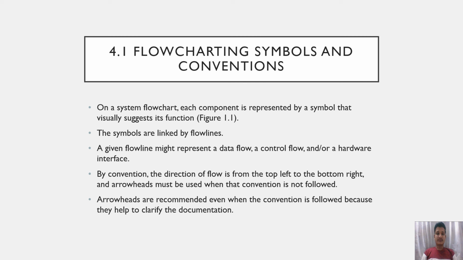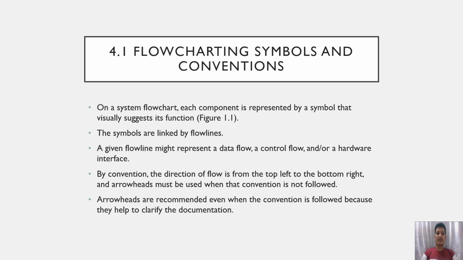Flowcharting symbols and conventions. On a system flowchart, each component is represented by a symbol that visually suggests its function. Like in the simple flowchart of an algorithm, we have different shapes and symbols for every type of action. We have different symbols for input and for displaying a message. So that's what we have in the basic flowchart.